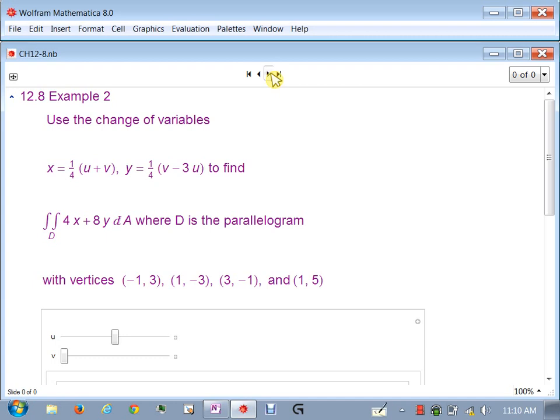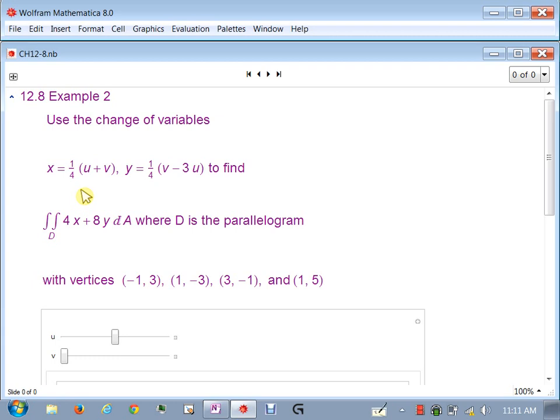So we are going to be given a double integral over some region D. We're told that it's a parallelogram that has these vertices. And we want to make this change of variable. We want to change our x into 1/4 u plus v, our y into 1/4 v minus 3u. So look, I'm actually trying to point out to you that somebody is telling you what the conversion should be, what the change of variable is. You don't normally have that given to you. You actually have to come up with that yourself, which is going to be a bit of a challenge. All right, so let's just keep that in mind.